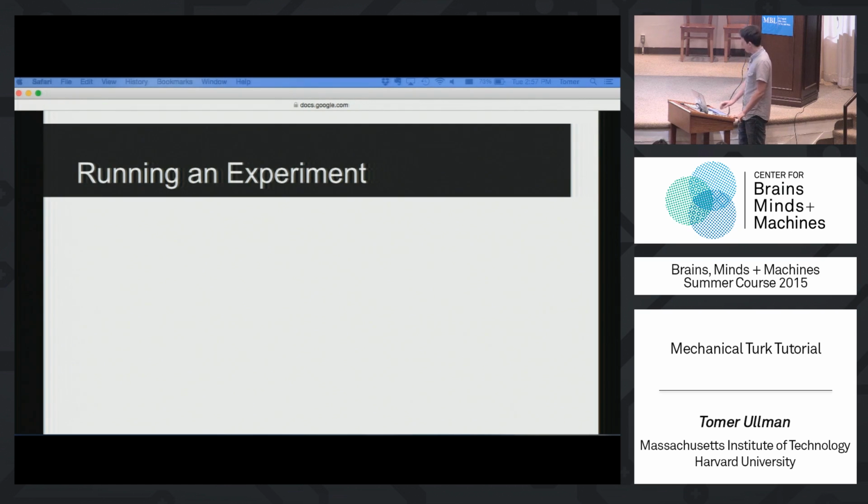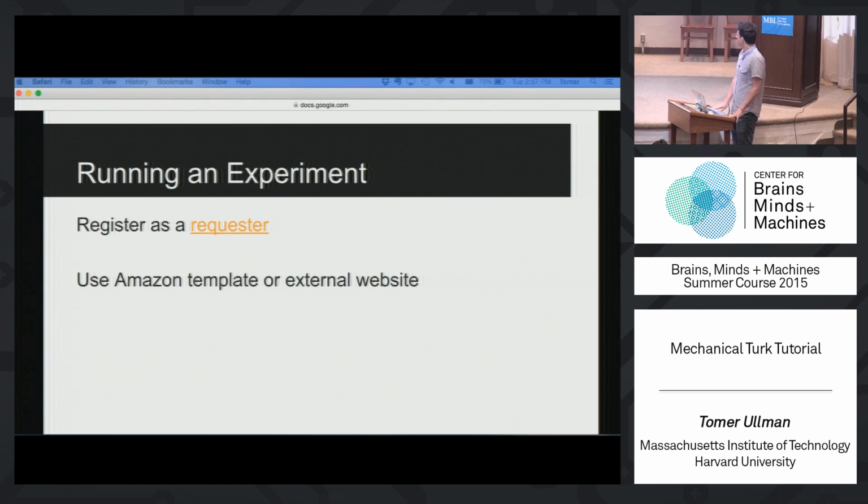Okay. How would you actually run something on Amazon Mechanical Turk? The first thing you would do is register as a requester. You would go to requester.amazon. I'll send you the slides. You can just click on that link and it'll take you to the page to register as a requester. You would then do one of two things. You could either do the vanilla version, which is to just use the Amazon template. Amazon has made it very simple for you as a requester to bring up a new experiment and just say, I want to ask a simple set of questions, now go. And there are some parameters that you need to set, and I'll show you those in a second.